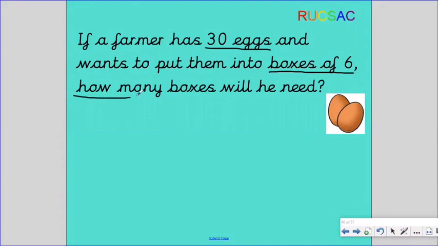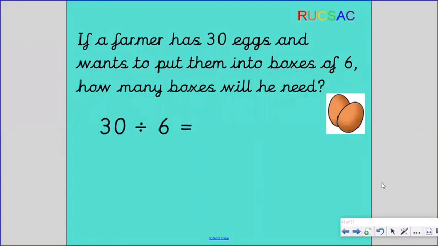How many boxes will he need? Okay, so farmer's got 30 eggs. He needs to put them into boxes of 6. How many boxes will he need? Okay, so with this information, I want you to create the number sentence for us to calculate this word problem. Have you got your number sentence? Okay, let me show you mine.